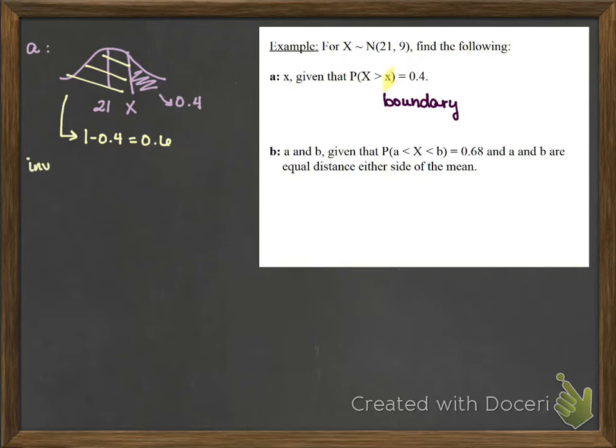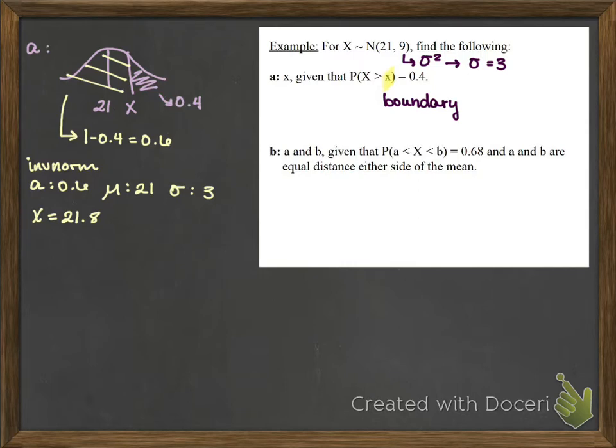Putting it in inverse norm, our area is 0.6, mean is 21, and then our standard deviation is 3 because, again, in our normal distribution notation at the top, we are given the variance, which is sigma squared. So take the square root, and that's how we got 3. Put that in the calculator, and our boundary is 21.8.